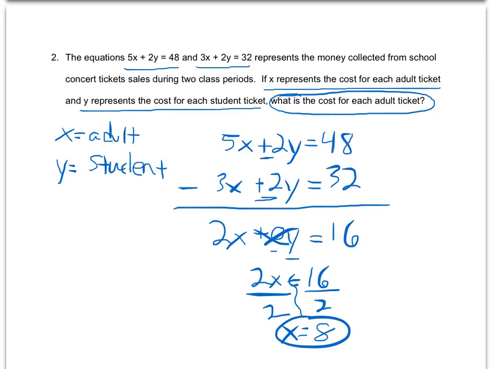Okay. Now, does that answer our question? The question was, what is the cost for each adult ticket? Well, the answer that we got for adult, which is x, would be $8. So the answer to this one would be $8. And we can stop there because it's only asking for the adult ticket. It's not asking for the cost of the student ticket. If we want to know the cost of the student ticket, we could very easily plug this $8 in for either of these x's up here, and then solve for y and figure out how much each student ticket costs.